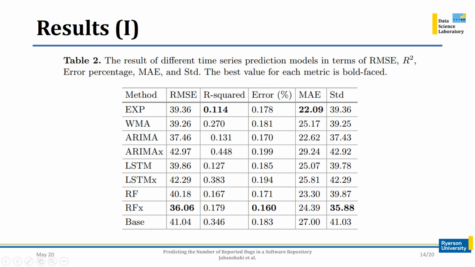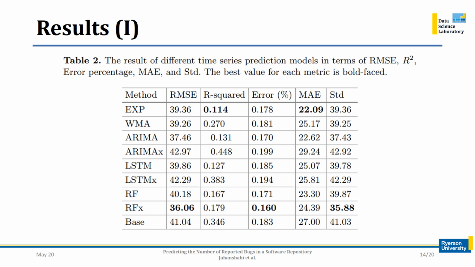Table 2 shows the performance of each method. Random forest with exogenous variable, or RFX, has the best performance in terms of RMSE. Also, it's bold-faced to make it easier to see. RMSE, error percentage, and also standard error has the best value for all of them.